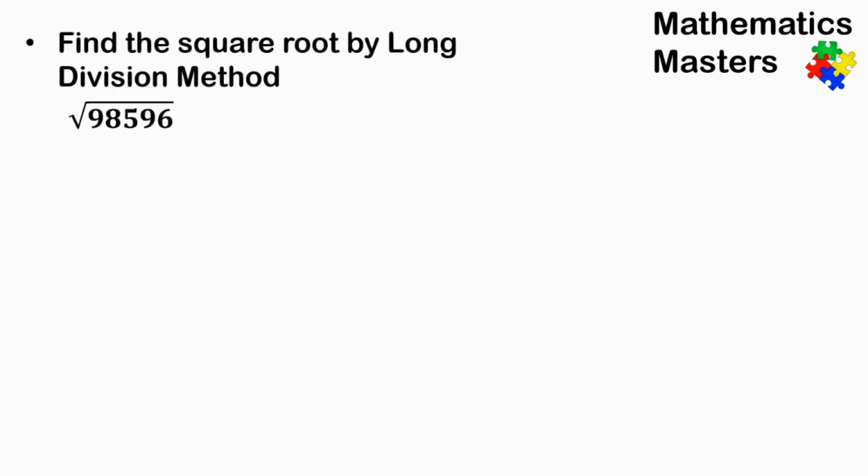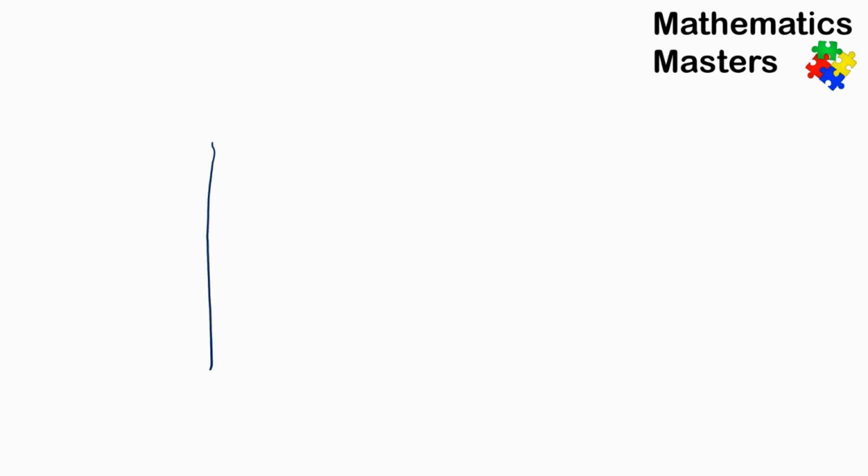Here we have another number, 98,596, whose square root we want to calculate. Again, we'll calculate the square root. First, we'll do the pairing. We do the pairing from the right side, two numbers at a time. Now what we can see over here is that the 9 is left blank. The 9 will not be able to make a pair. So let's proceed further.